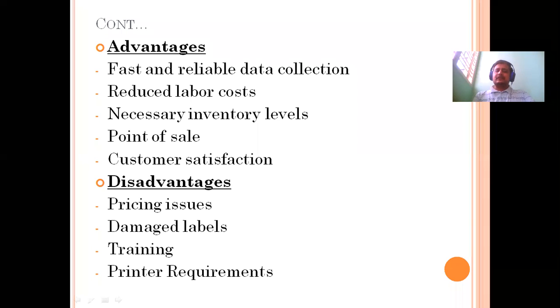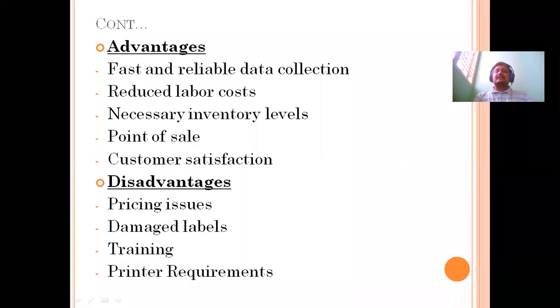It has certain disadvantages also. Yes, pricing is one of the issues, where small stores may not be able to keep this kind of barcoding system. That's one of the pricing issues currently happening in the market. And by chance, if the label gets damaged, truly speaking, decoding that particular bar or label will be a very difficult task. That is the second aspect we are going to face.